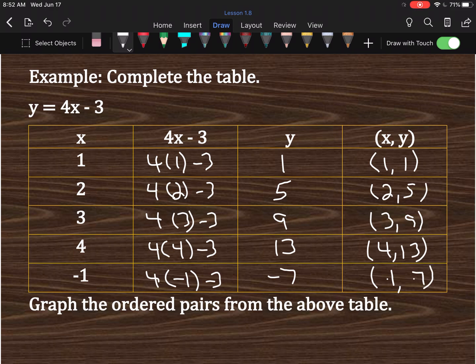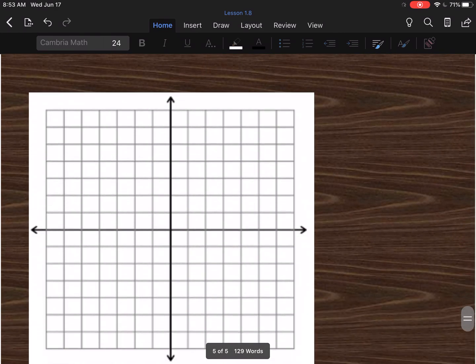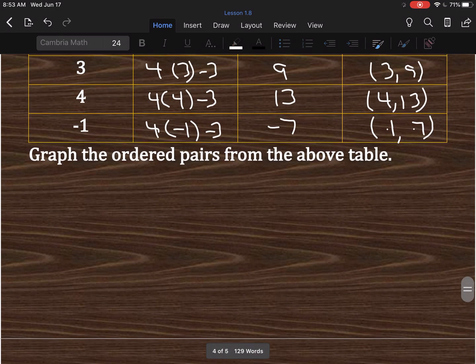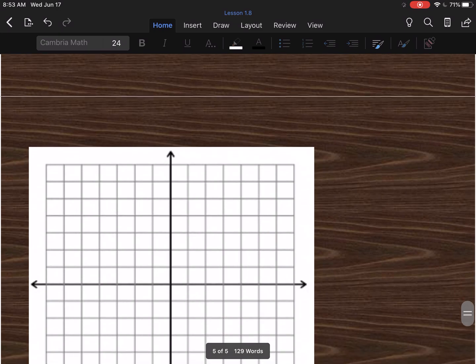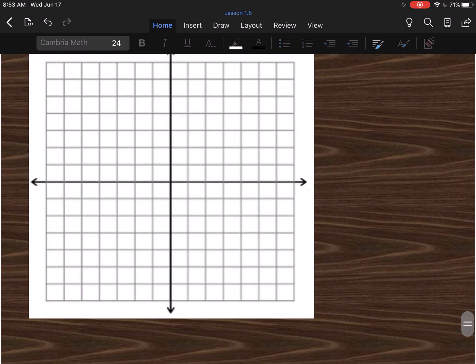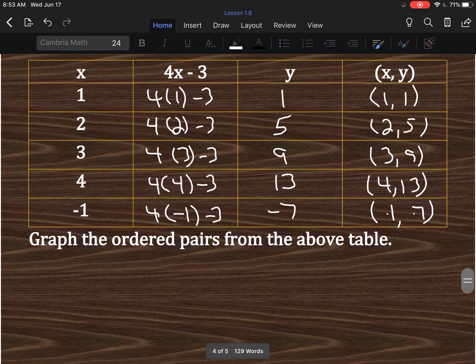It's a very real chance 4, 13 won't fit on our grid. It will not. Actually, I don't even think the 3, 9 is going to fit on the grid. That's okay. If you get an ordered pair that does not fit on the grid, you don't have to plot it. It's that easy. If it fits, great, plot it. If it doesn't, not a problem. So plot the ordered pairs. Complete the table, graph the ordered pairs.